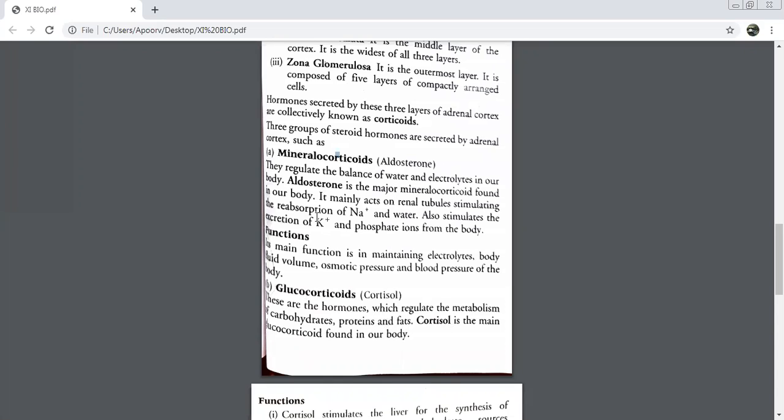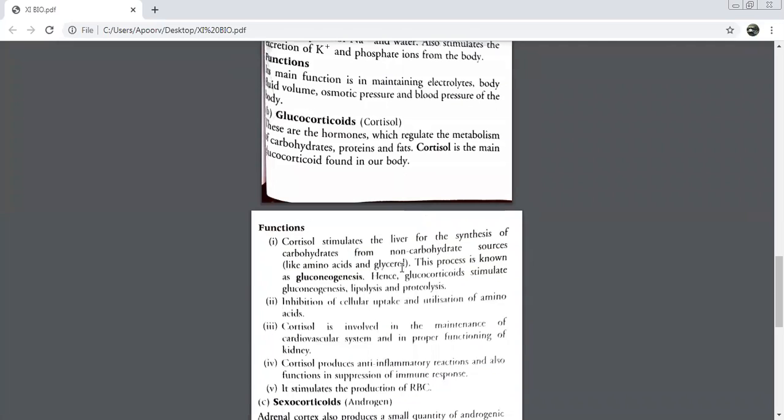Beta, mineralocorticoids were involved in mineral balance. Glucocorticoids are basically involved in the metabolism of carbohydrates, proteins, and fats. The main mineralocorticoid was aldosterone, and the main glucocorticoid is cortisol. So which is the main glucocorticoid? Cortisol. It helps in the metabolism of which three things? Carbohydrates, proteins, and fats.